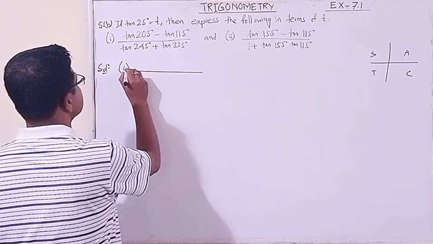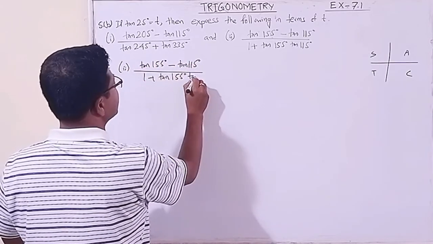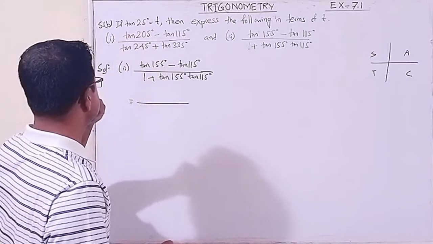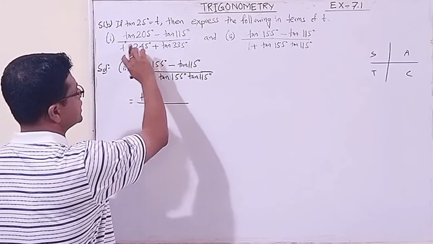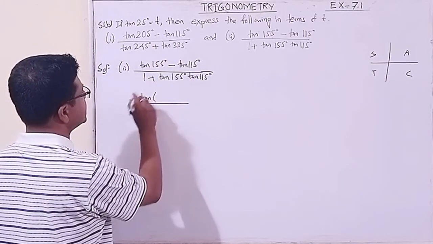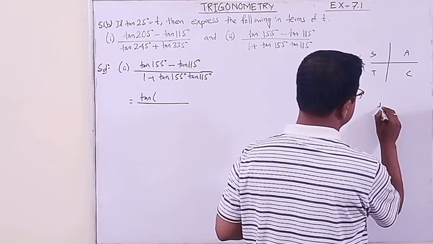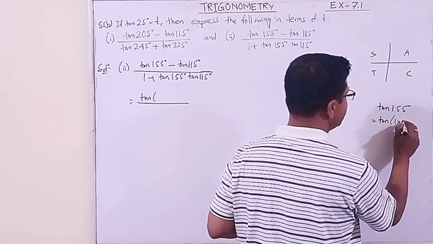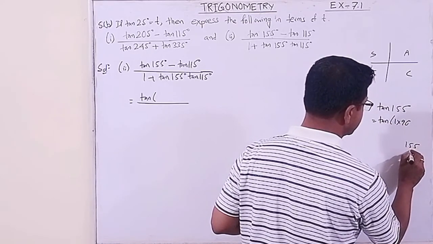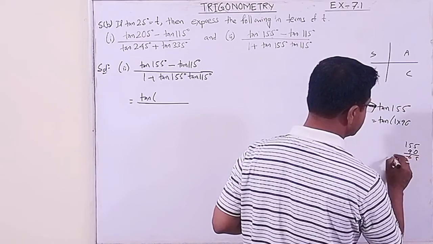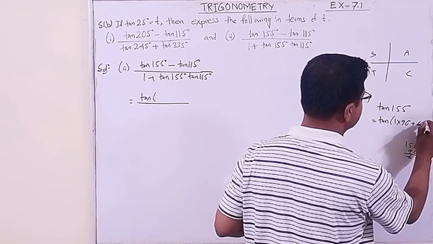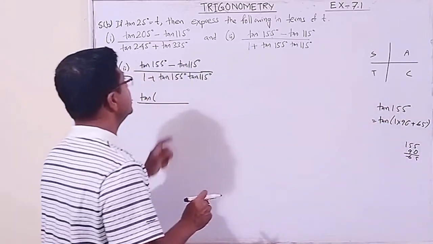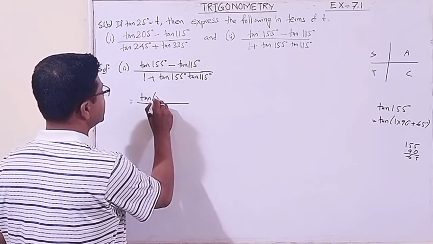The second one is also very simple. We want to again convert it in terms of 25 degree. This can be written as 155 degree. Dear student, if you write like this, 1 into 90 plus 65 degree, again the thing is the same. This will be in terms of tan 65 degree. We do not need that. What we need is tan 25 degree. So let us express it like this.